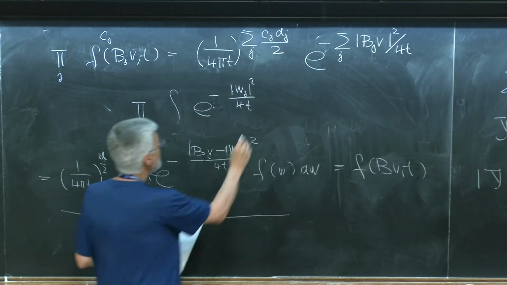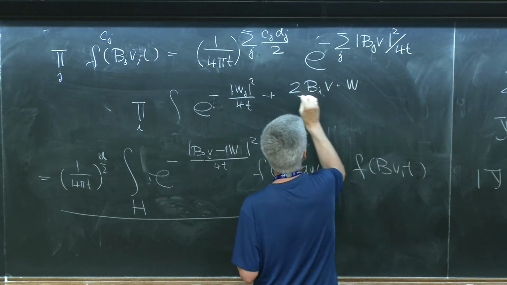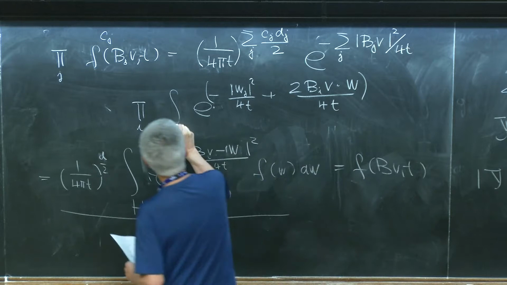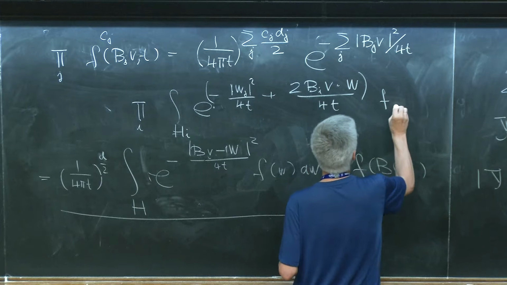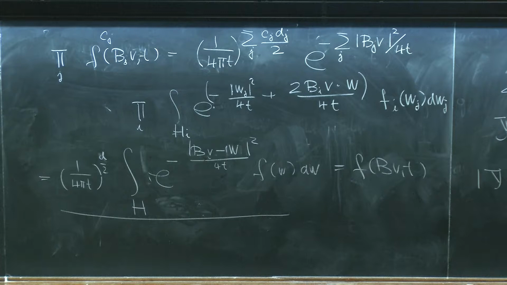And then I have a plus 2bi v dot w divided by 4t. So that's all up here in the exponent. I integrate over the wj's, and then I have here the fi of wj. Ah, yeah, i equals j. That's my convention. By the way, I have to apologize. The letters N, U, K and R, they look all the same in my handwriting. So, okay, it's good.